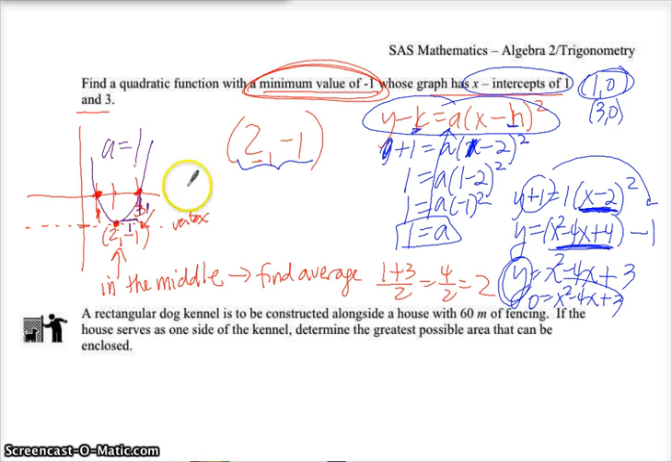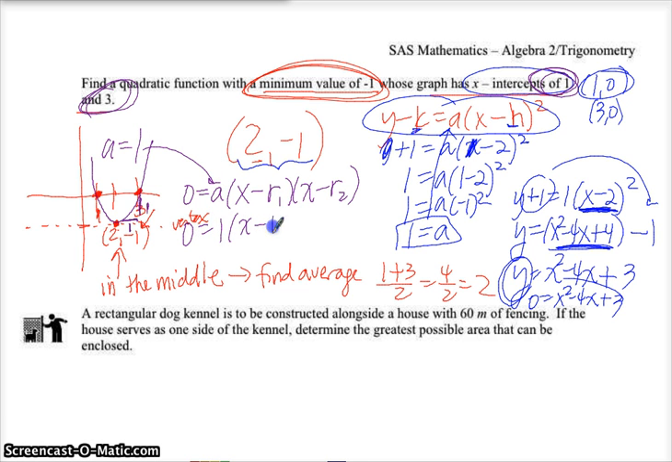That a equals 1. So we would do 0 equals a times x minus r sub 1 and x minus r sub 2. Well, I gave you the roots. The roots were 1 and 3. I just found a. A is 1. So it's x minus 1 and x minus 3.